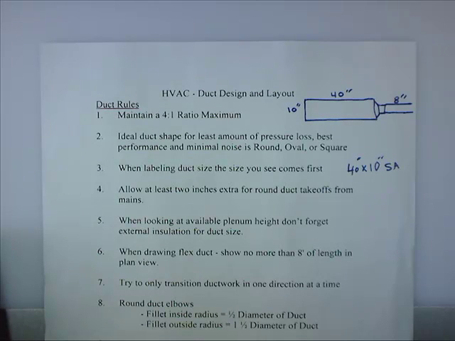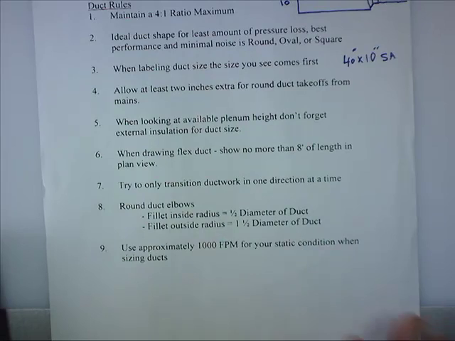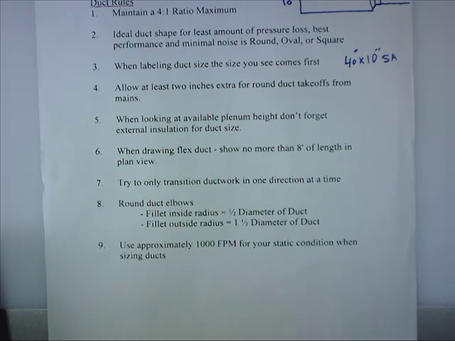And round duct elbows, this is basically just going to be some notes for you whenever you actually start drawing them. This is how you're going to actually draw it on AutoCAD, and I'll explain that as we're doing it. Now, you're going to use approximately 1,000 feet per minute for your static condition when sizing ductwork.